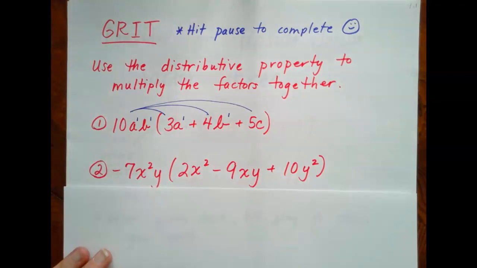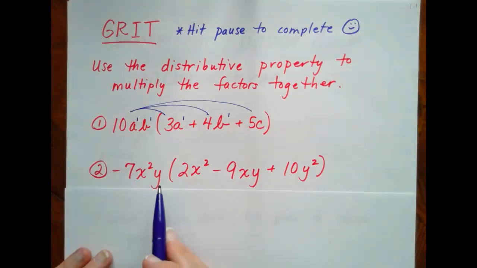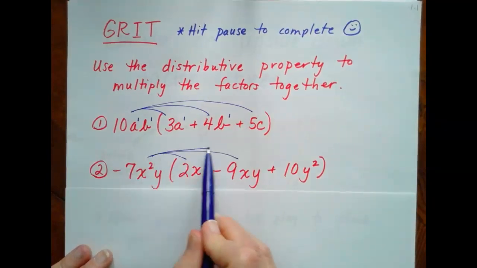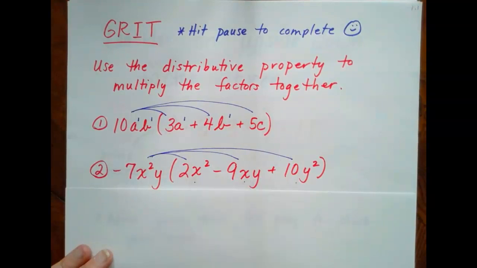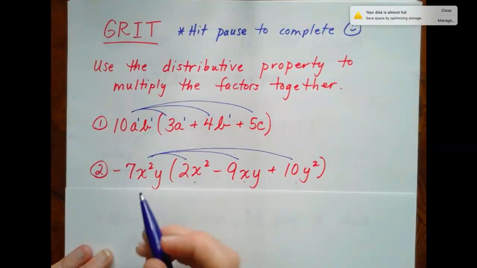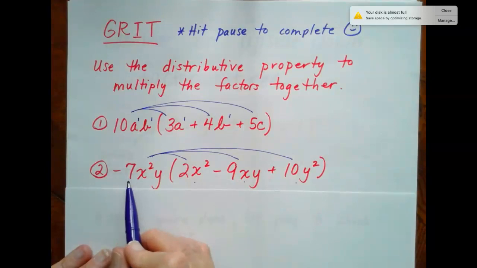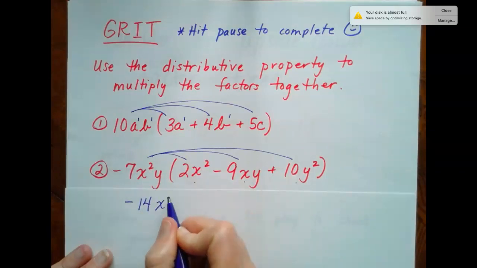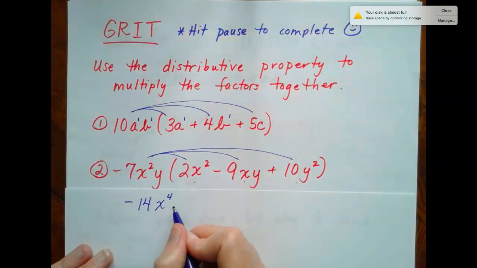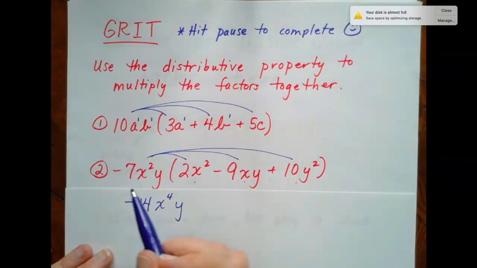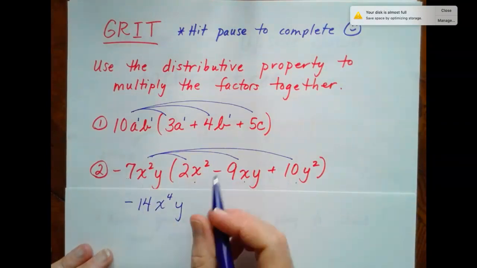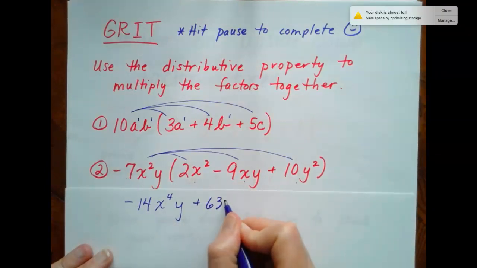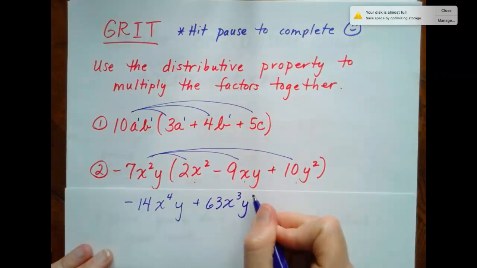Number 2, we're going to distribute the monomial factor negative 7x squared y through the second factor, which is 1, 2, 3 terms, a trinomial. So here we go. Negative 7 times 2 is negative 14. X squared times x squared is x to the 4th. Y. Remember to bring down the y. Negative 7 times negative 9 is plus 63, x to the 3rd, y to the 2nd.